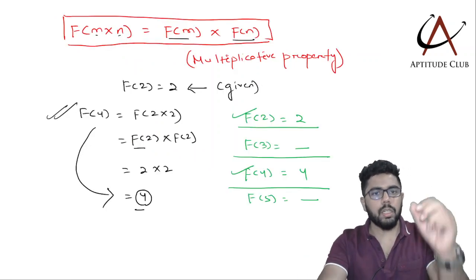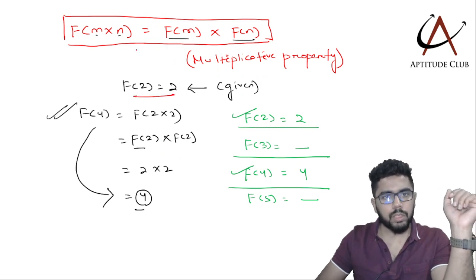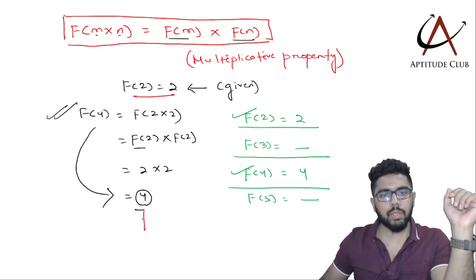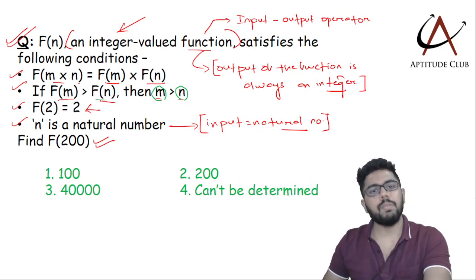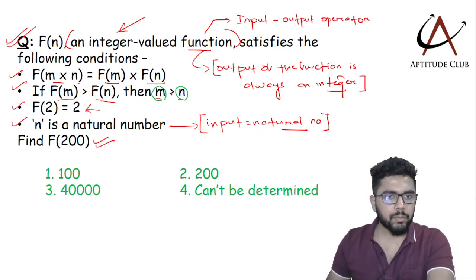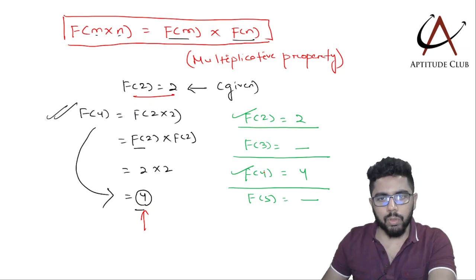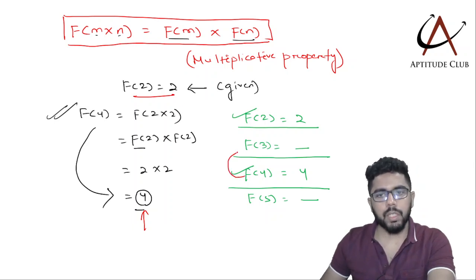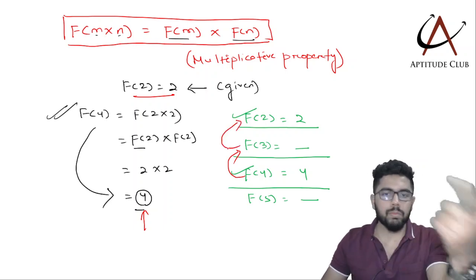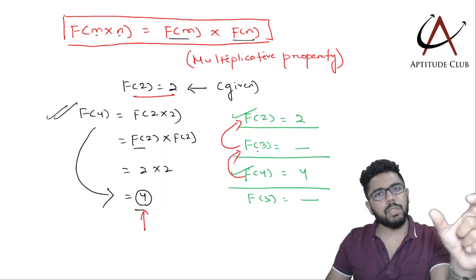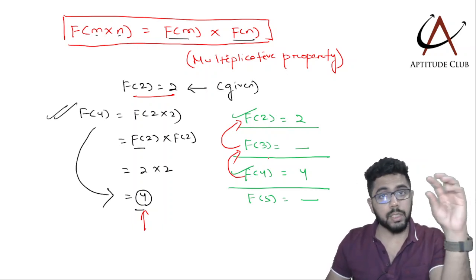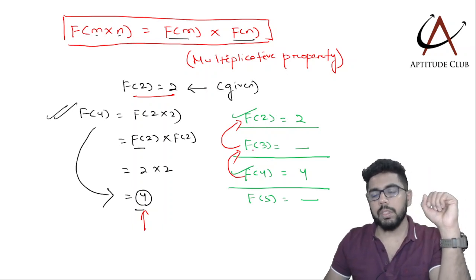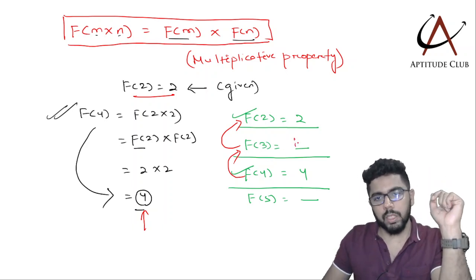I'll repeat again. F of 2 was 2. So using this multiplicative property, I arrived at f of 4 as 4. Now using the second property, if f of m is greater than f of n, then m is greater than n. So if 4 is greater than 3, then f of 4 should be greater than f of 3. 3 is greater than 2, then f of 3 should be greater than f of 2. That means f of 3 should lie somewhere between f of 2 and f of 4. And it is mentioned that it is an integer valued function. That means f of 3 has to be an integer.